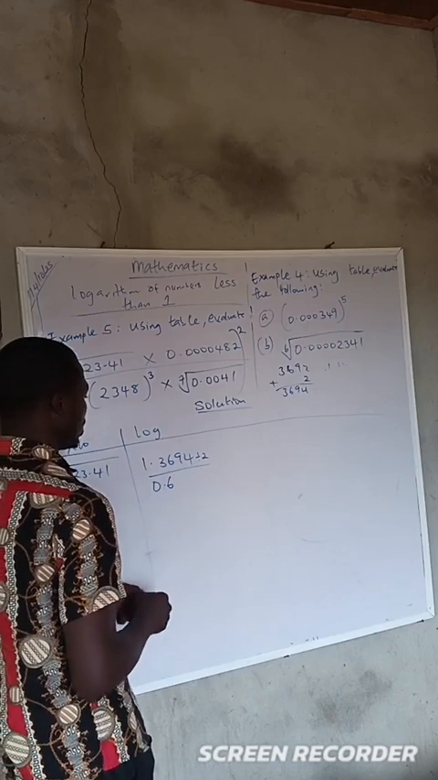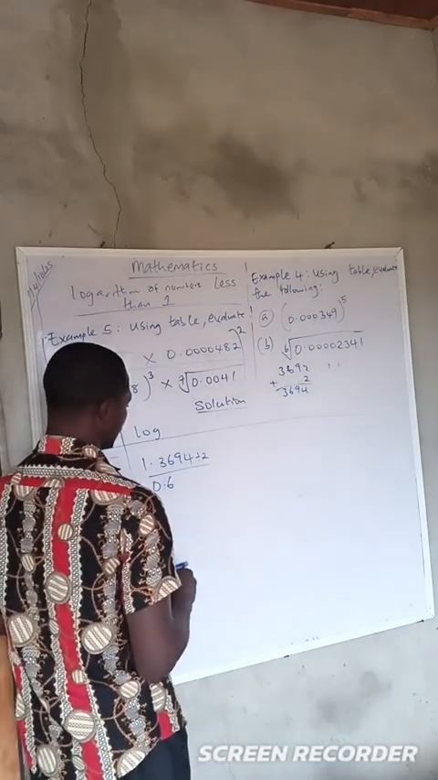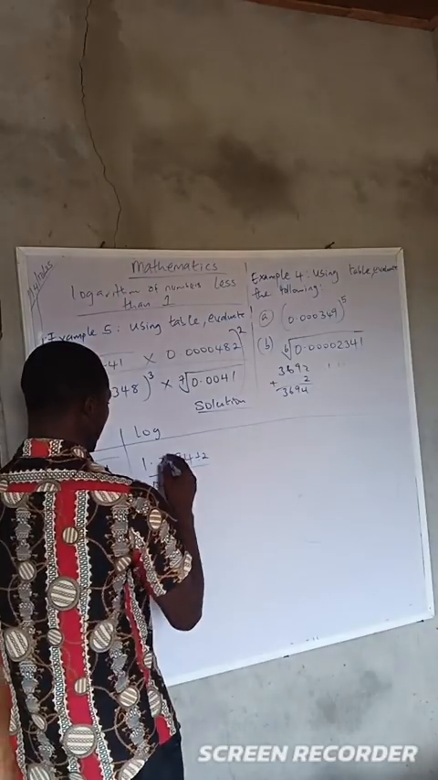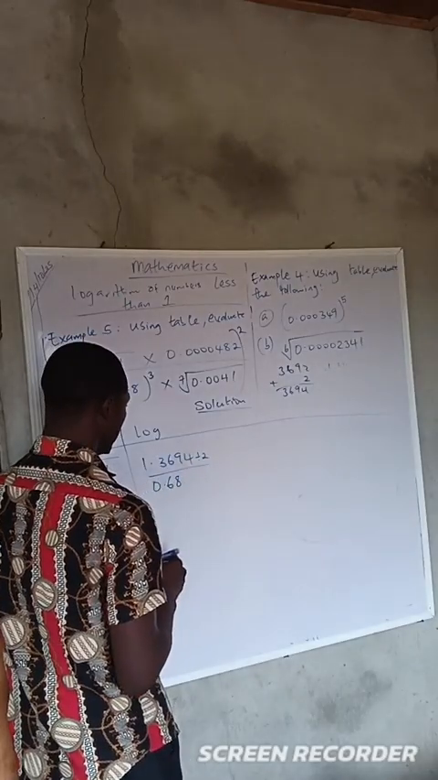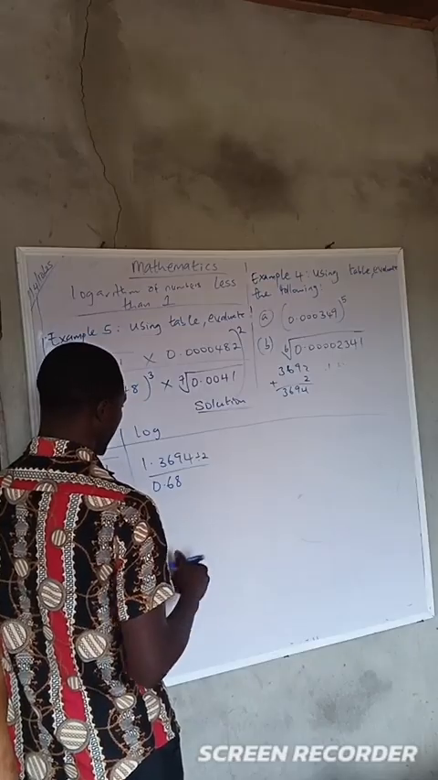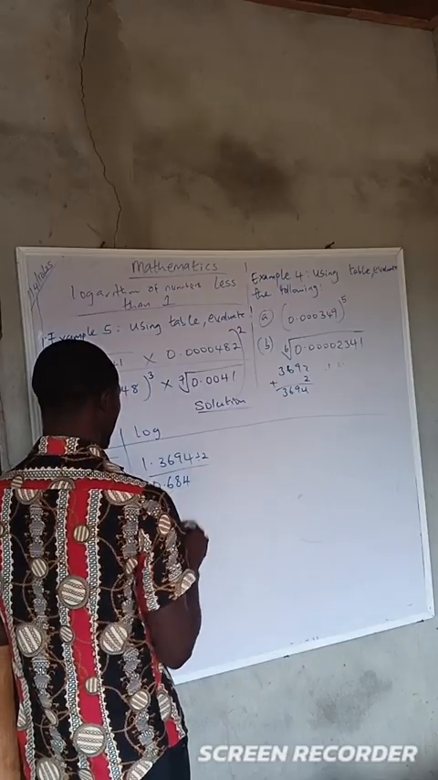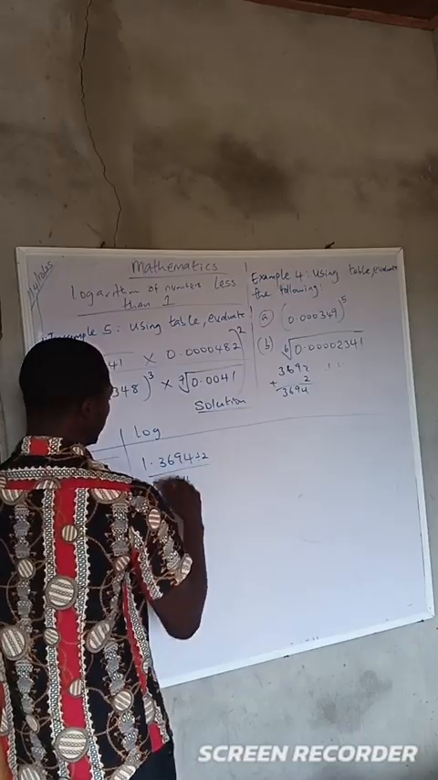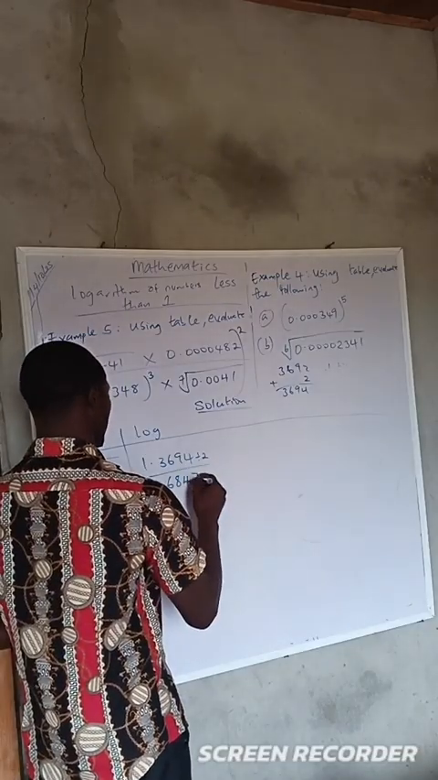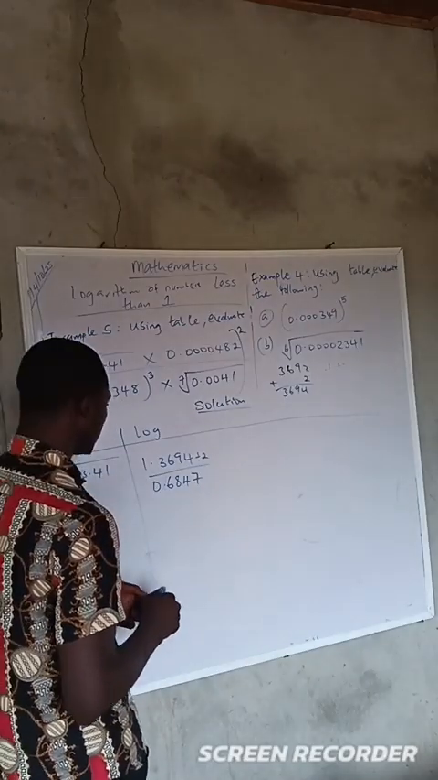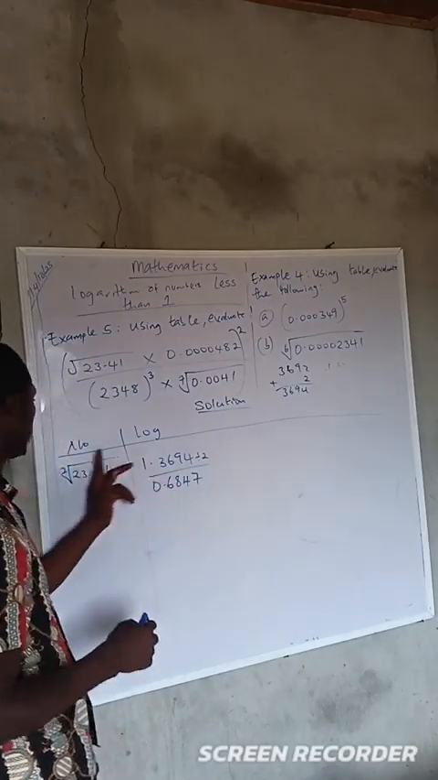So how many 2 can you have in 16? We have 8. No remainder. How many 2 in 9 is 4, remainder 1. Then put the 1 in front of 4. You have 14. How many 2 in 14? You have 7. So our answer to this is 0.6847 when we divide by 2.